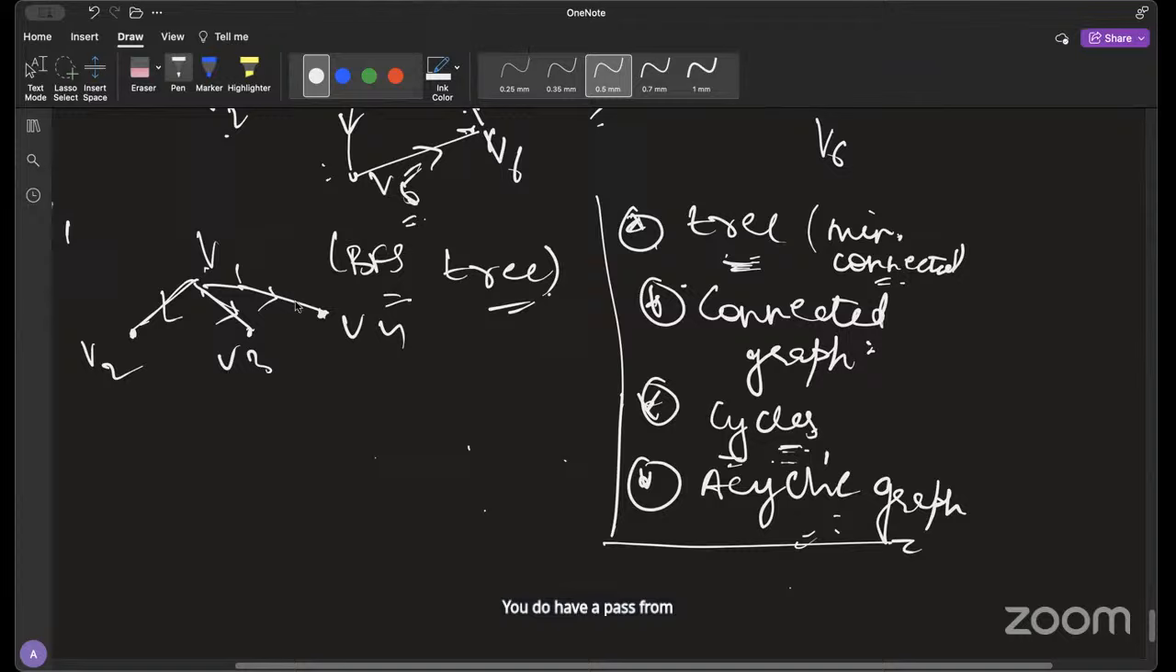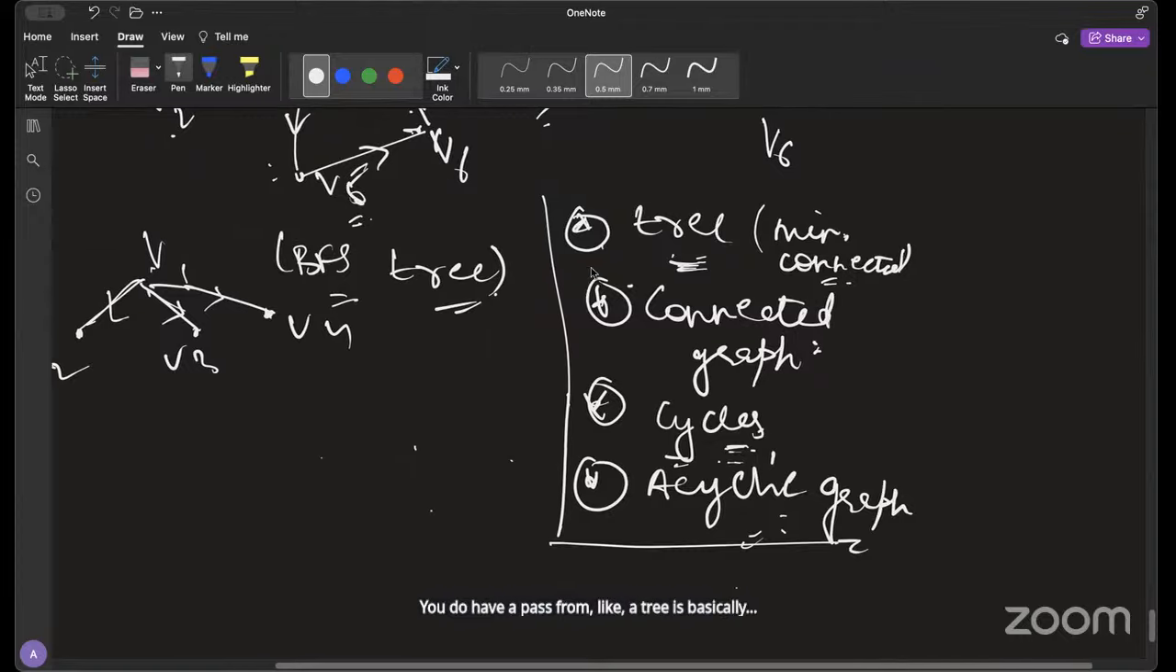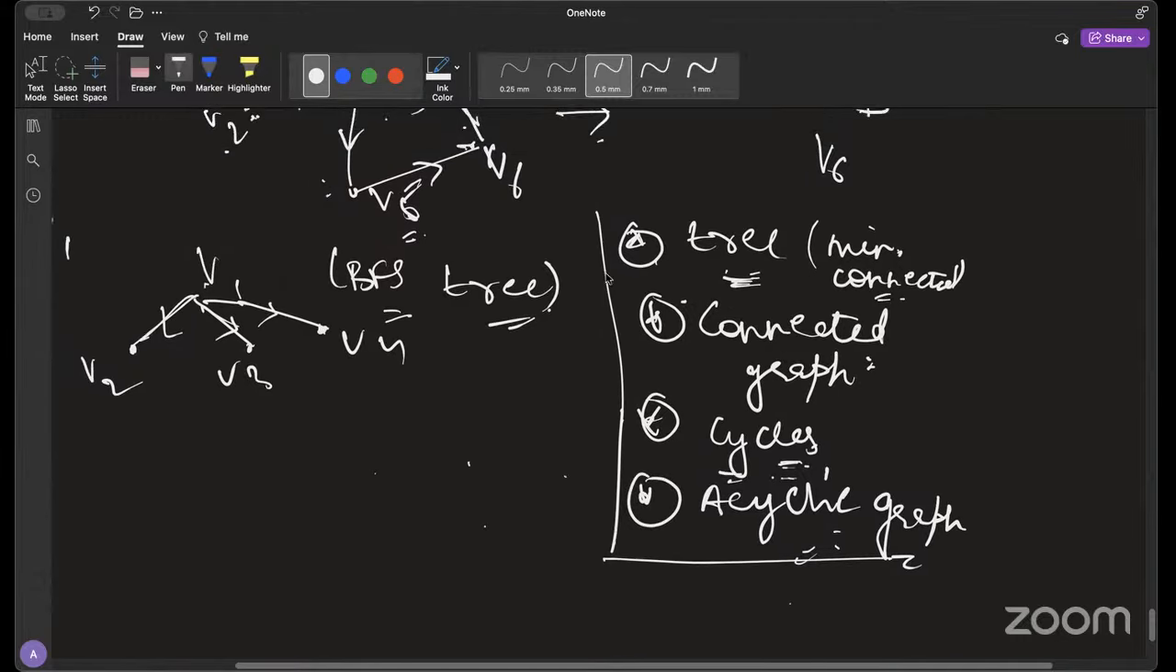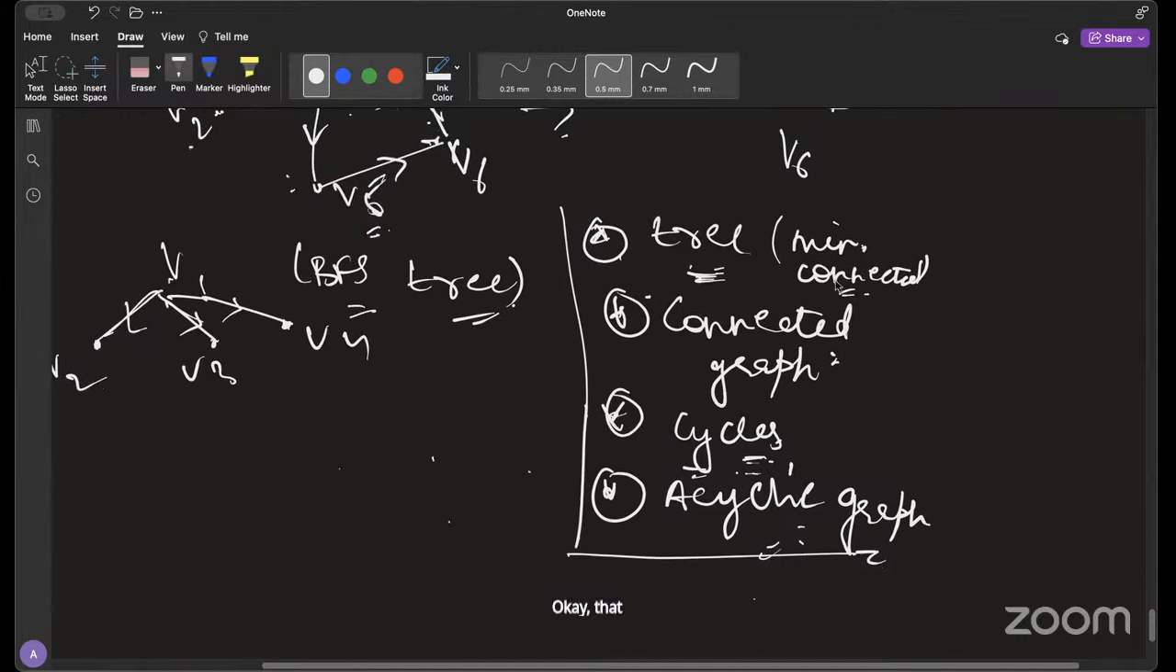A tree is basically, that's how you define it. It's a minimal connected set, but in a directed graph you can't go the other way, but it's still a tree. We'll discuss it in the case of directed ones as well. Just give me a minute.